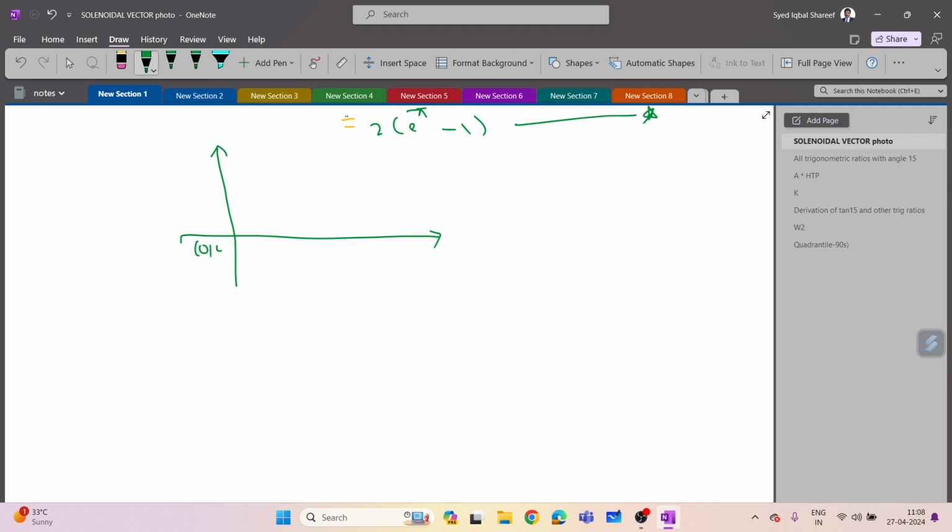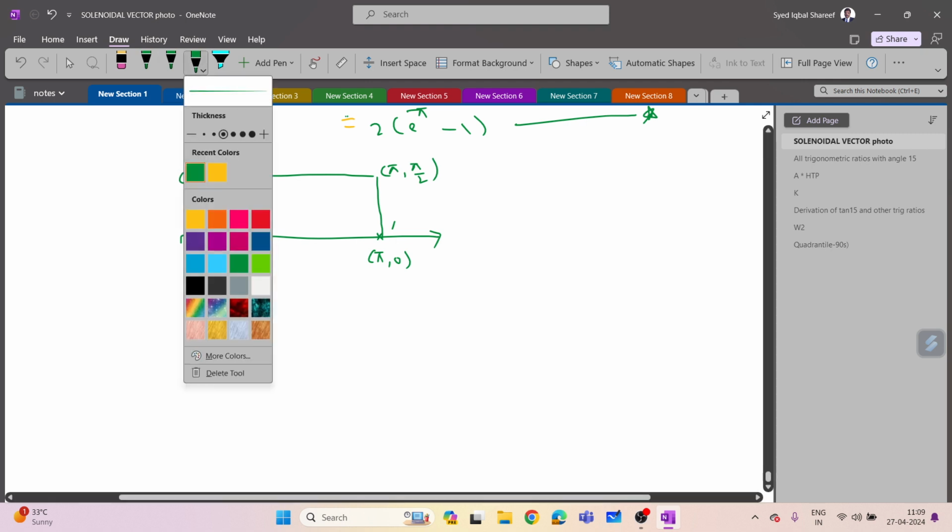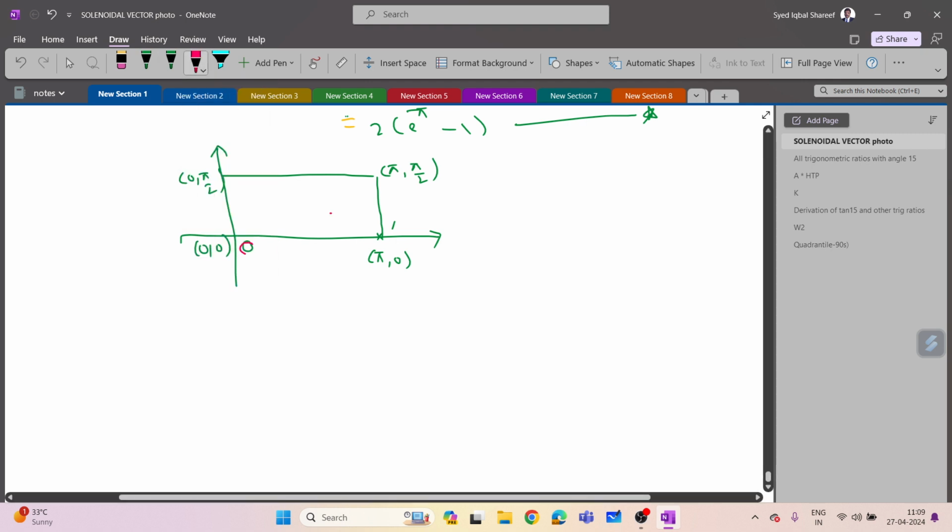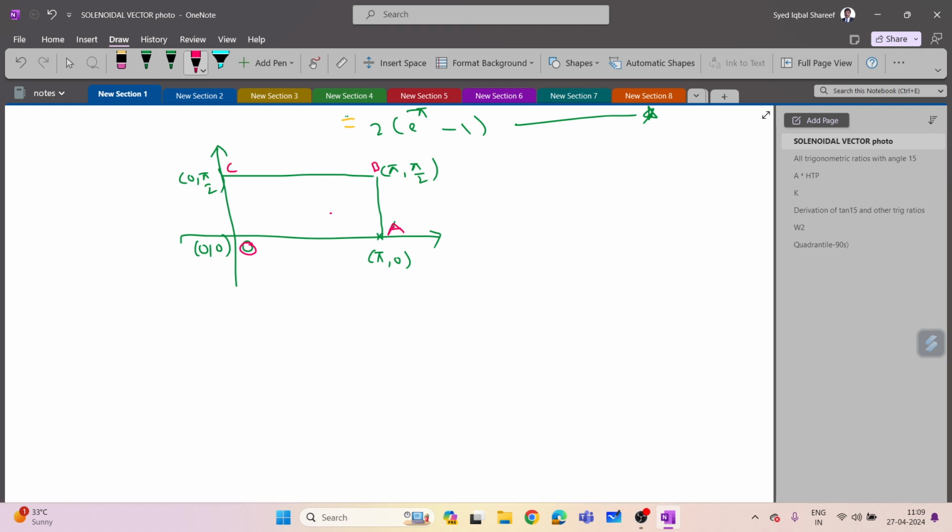You see, both the points are: x is pi, second point y is 0. Another point we got, x is 0, y is pi by 2. And this is x is pi, y is pi by 2. So if I call this 0, let me change the color, this is your A, this is your B, this is your C. So now you have to go like this.